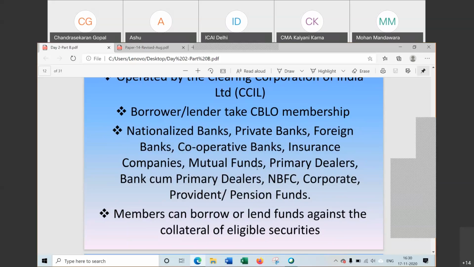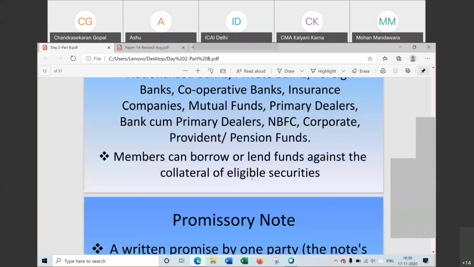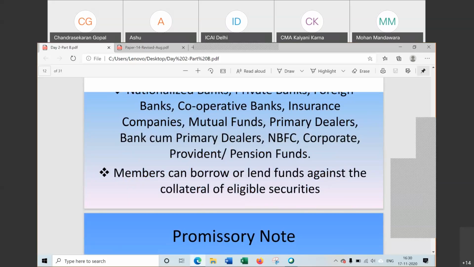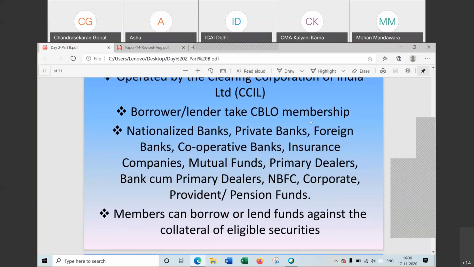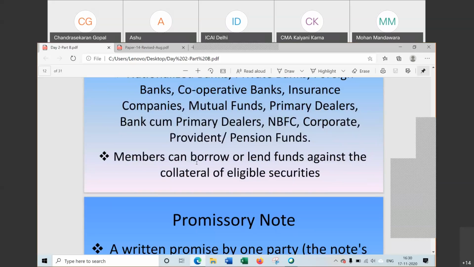They generally invest in this one, CBLO. And members have to take membership first, which is known as CBLO membership. Now members can borrow and lend funds against the collateral of eligible securities. Borrowing or lending is done with the help of collateral, and that collateral will be securities.